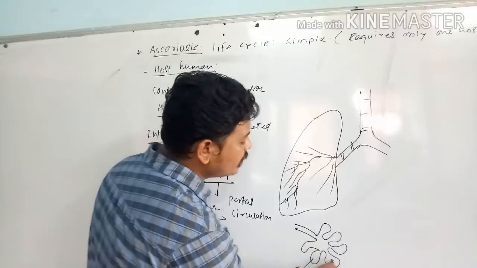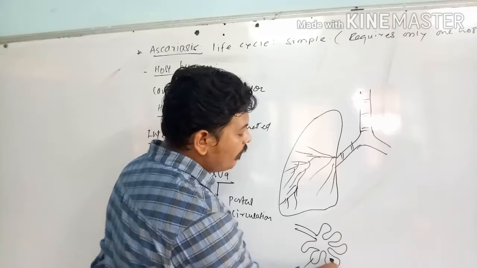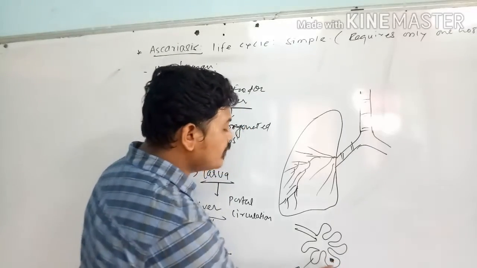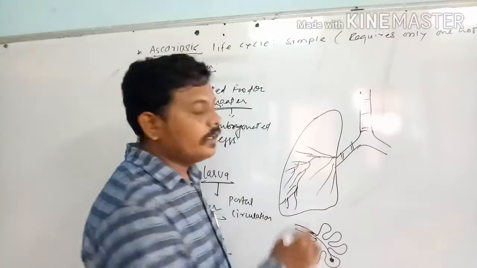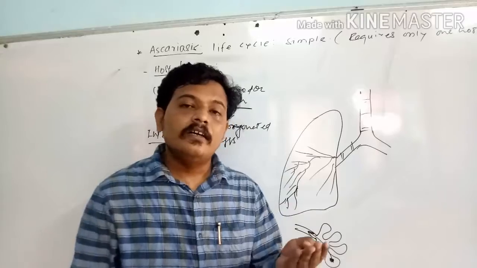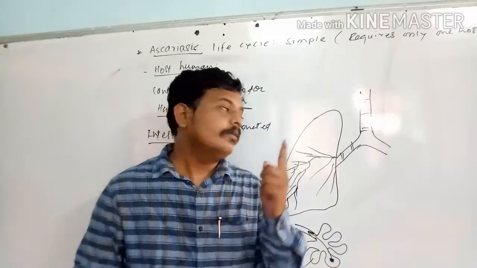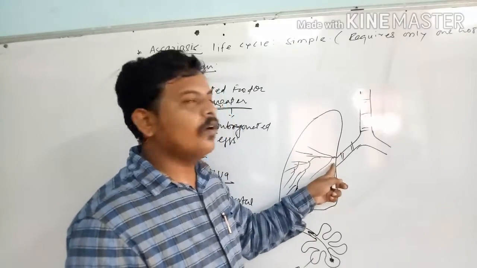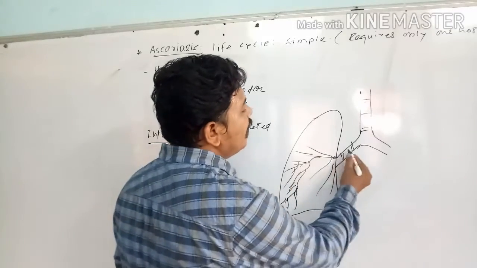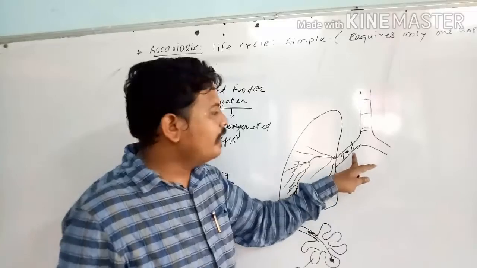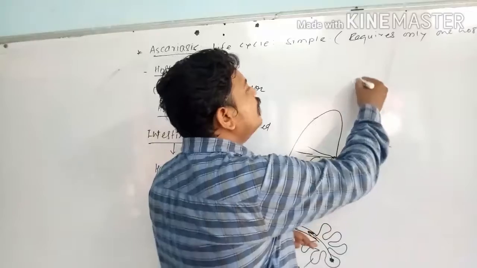Now this larva reaches up to the alveoli. After reaching the end of the alveoli, this larva enters into the alveolar duct. Where? Alveolar duct. Then respiratory bronchiole, then tertiary bronchiole, then secondary bronchiole, then primary bronchiole, then bronchus. Means their direction is ascending. They move in the ascending direction and finally reach up to the bronchus, then bronchus to the trachea, then trachea to the larynx.